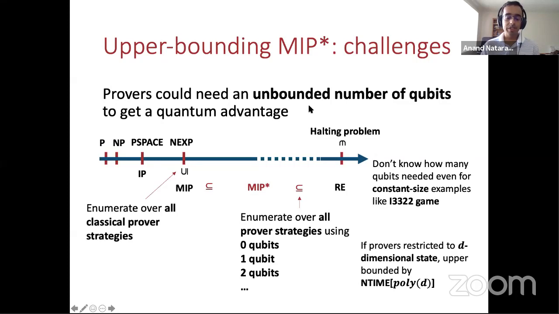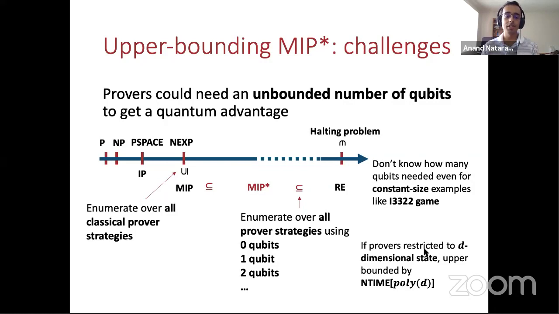Well, instead of considering MIP star, where the two provers are allowed to use whatever entangled state they want, if you restrict the provers to use a state of a certain upper bounded dimension. So you say the provers have to use a quantum state of dimension at most d, then you can show that you automatically get a bound on this complexity class that's something like NTIME of polynomial in d.